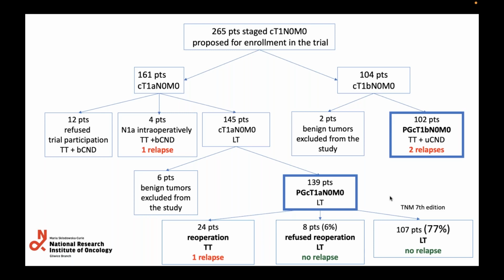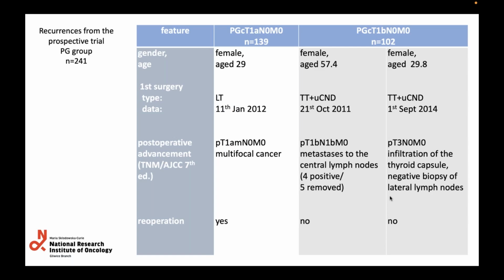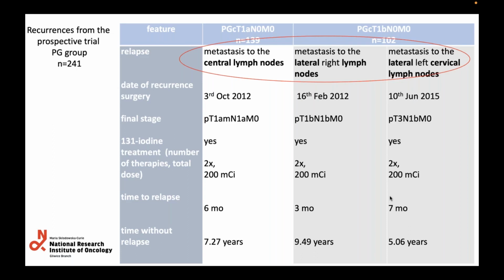What is interesting is that 8 patients refused to be reoperated, and in this group of patients we didn't observe any relapse. When we look at the risk of relapse in this prospective group, please notice that in the microcarcinoma group we found only 1 relapse, and it was in a patient who was reoperated due to multifocality. So finally, total thyroidectomy was performed, but the relapse was observed during further follow-up in the central lymph node compartment. And in T1B, we observed two local relapses in the lateral lymph node compartment.